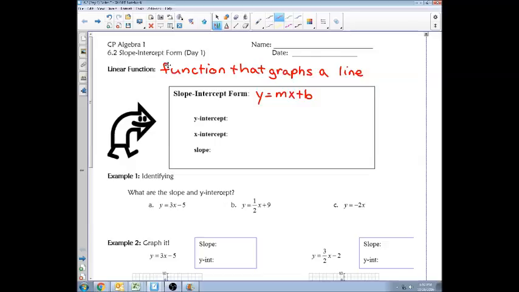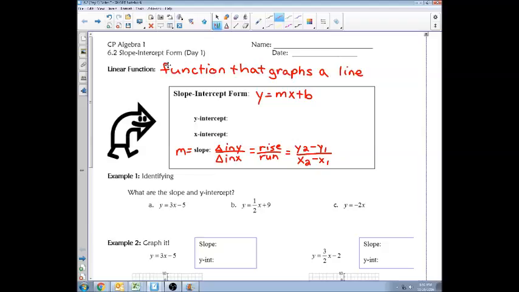In our last lesson, we talked about what m stood for, and we knew that it stood for slope. Slope is your change in y over your change in x, or rise over run, or y2 minus y1 over x2 minus x1. All those things mean exactly the same thing.